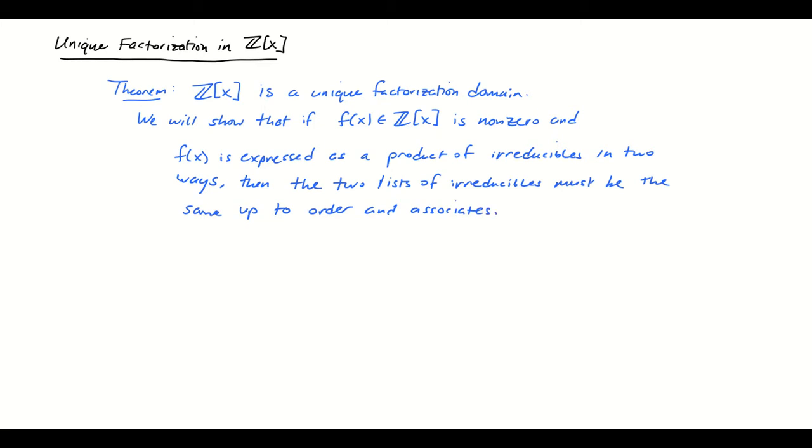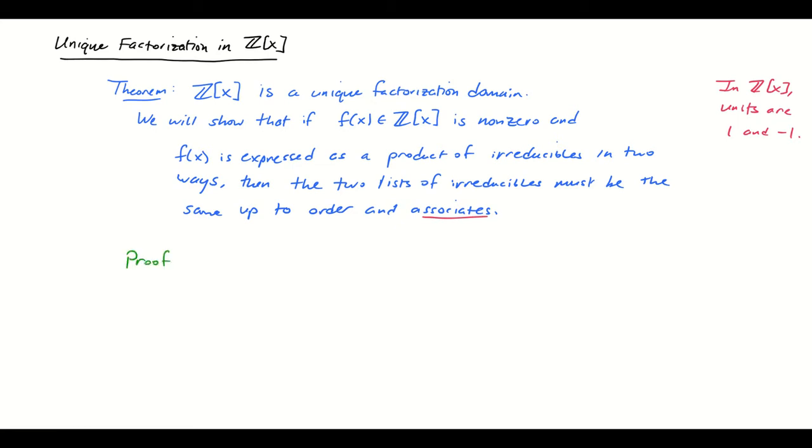And just so that we can keep this in mind throughout the proof, what do we mean by associates in this case? In Z adjoin x, the only units are 1 and -1. So associates will really just mean opposites of each other or the same. All right, and with that, let's begin the proof.